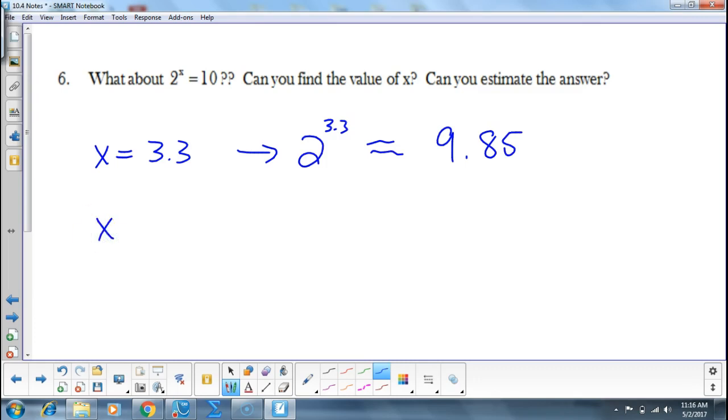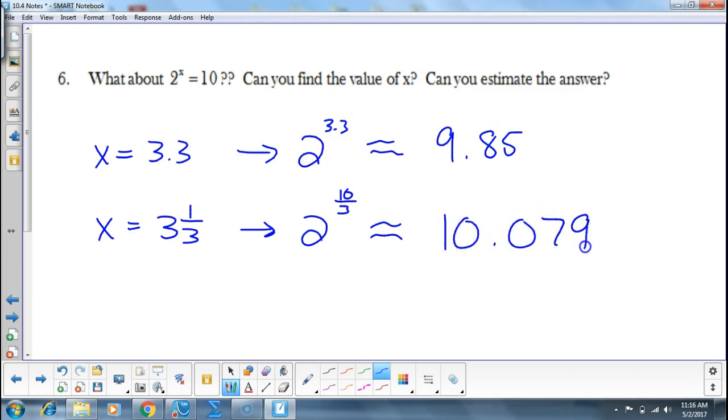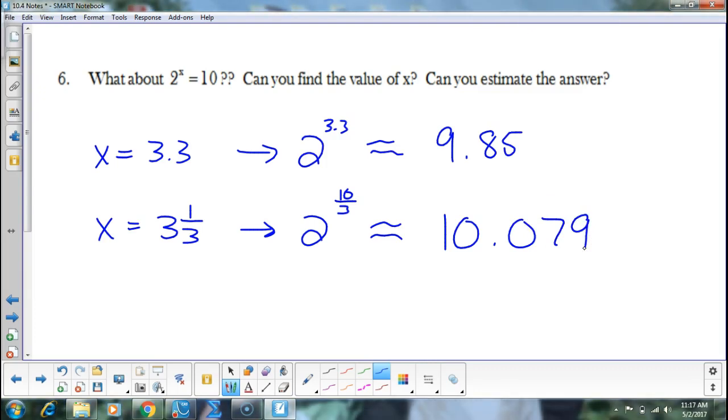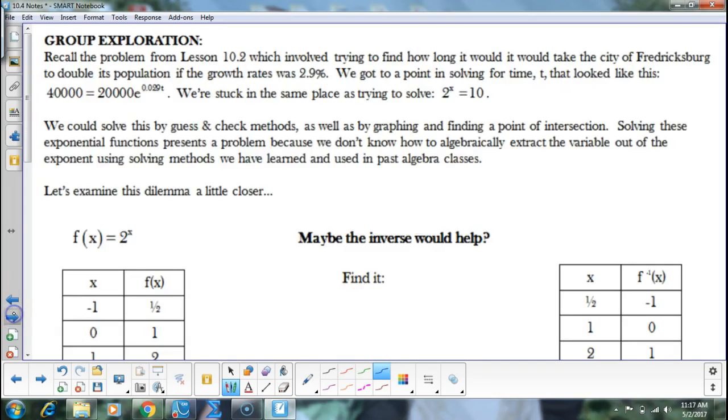I tried 3 1/3. Okay, because that's 3.3 repeating then. And I got 2 to the 10/3 power, because that's 3 1/3. And I got 10.079. But neither one of those works out, right? Because I want it to be exactly 10. All right? So, that's our dilemma today.